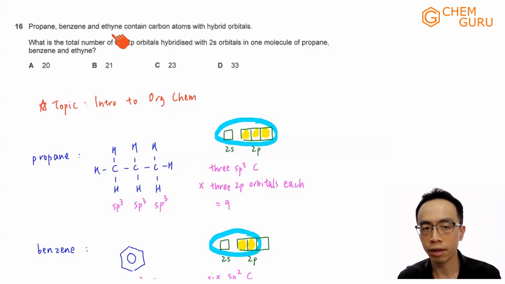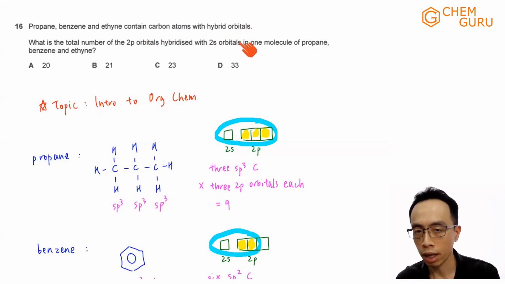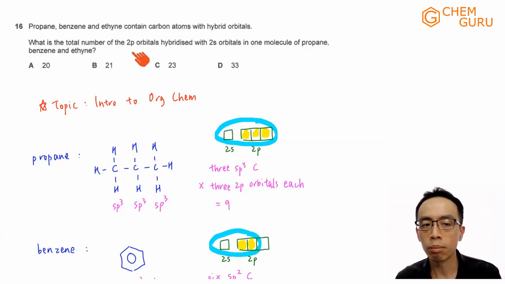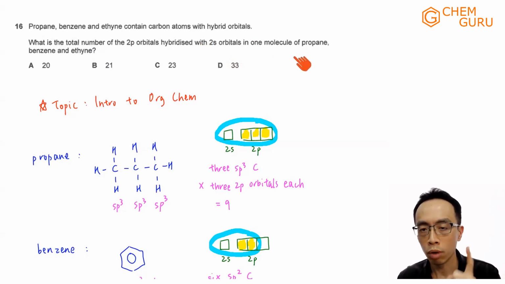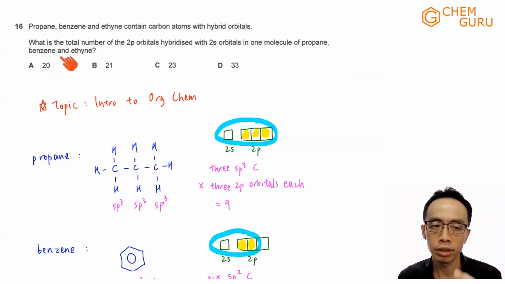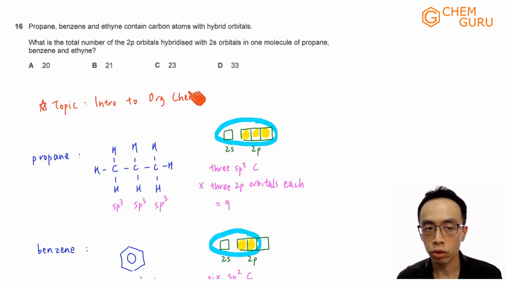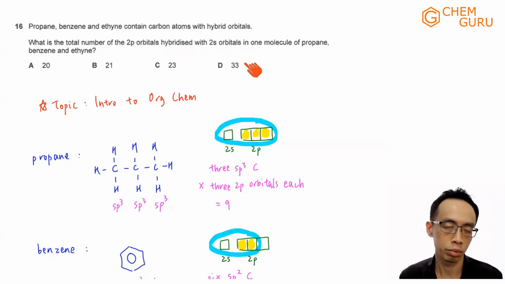Propane, benzene, and ethine contain carbon atoms with hybrid orbitals. What is the total number of the 2p orbitals hybridized with 2s orbitals in one molecule of propane, benzene, and ethine? So this question at the beginning, we have to interpret it properly because the question is asking for the total number of the 2p orbitals hybridized with 2s orbitals.